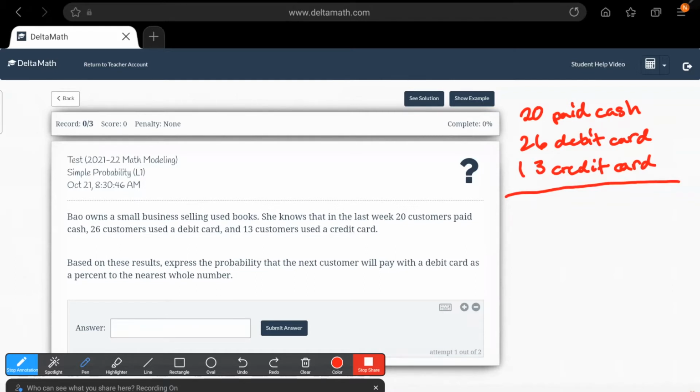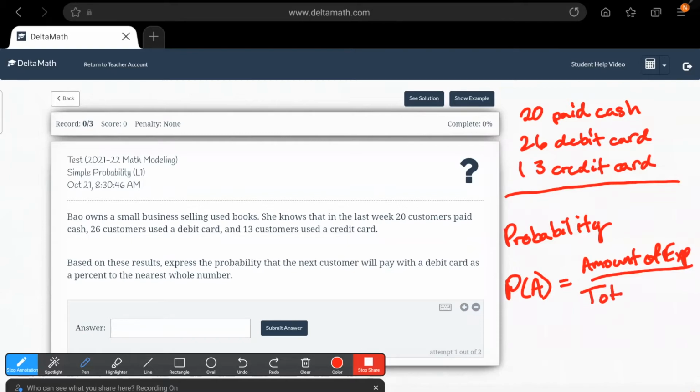All right, so what we do here, basically, the probability that event A will occur is literally the amount of the expected outcome that you want over the total possible outcomes. So what does that mean?